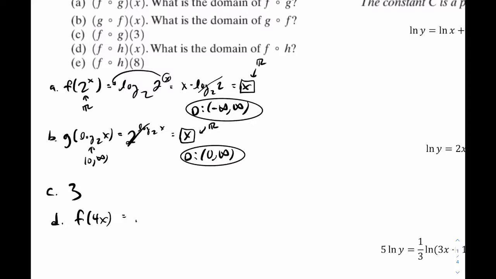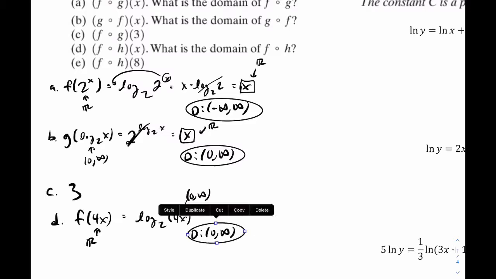So that would be log base 2 of 4x. The domain of the original part, that's just all real numbers. Domain of this part, 0 to infinity. So the domain of the composition, let's put those two things together. Got it.